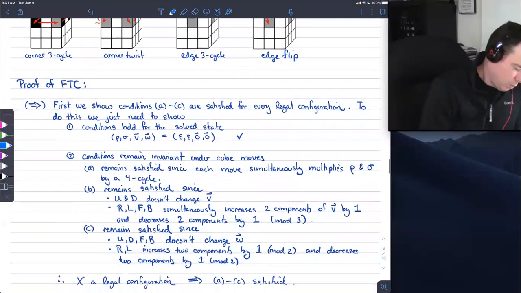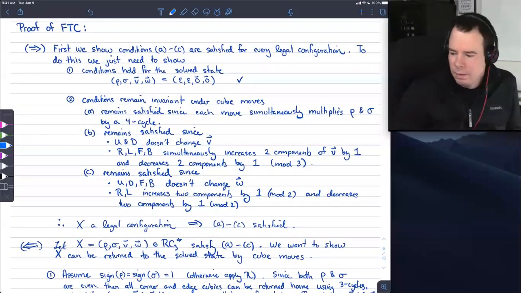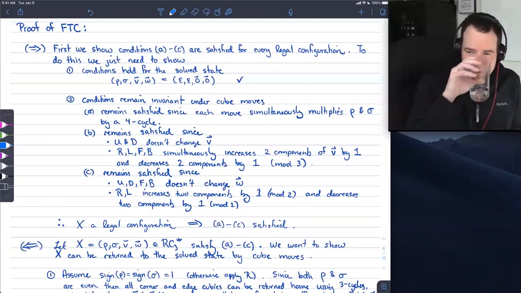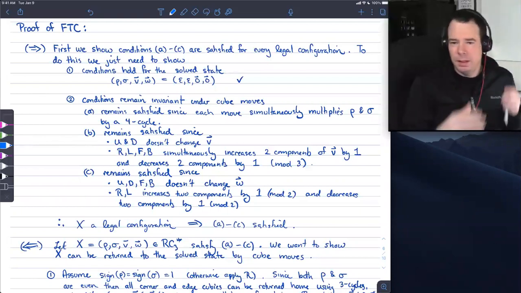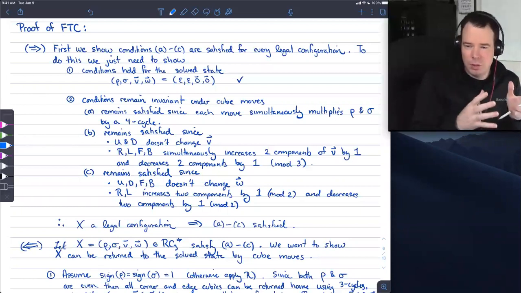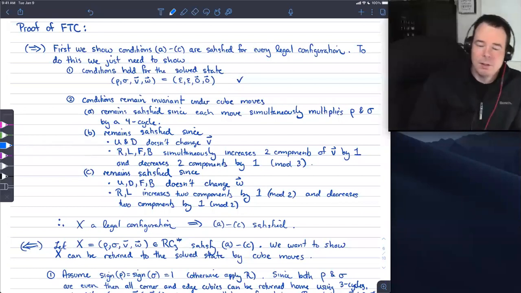The way we're going to prove it is we're going to prove the 2 different directions. So the first direction, we're going to show that the conditions are satisfied for every legal configuration. So remember, there's 2 directions in the theorem. It says, if you're a legal configuration, then these are the conditions you have on your position vector. And conversely, if your position vector satisfies these 4 conditions, or 3 conditions, the parity one is joining 2 of those positions together. So if your position vector satisfies these 3 conditions, then it is necessarily a solvable configuration.